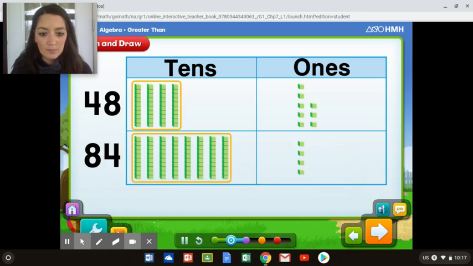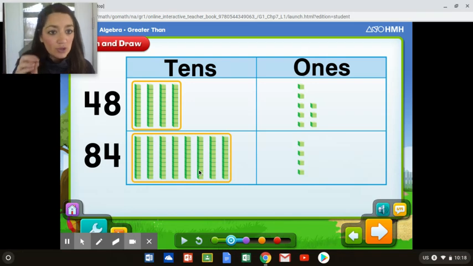Now, let's compare the models to find which number is greater. The number with more tens is the greater number. Okay, so we're comparing now. When we're comparing, we're looking at them to find their difference. So we want to know, would you rather have 48 pieces of candy or 84 pieces of candy? But right now, we're just looking at the tens column. So right off the bat, how do we know which one is bigger? How do we know which one is greater?